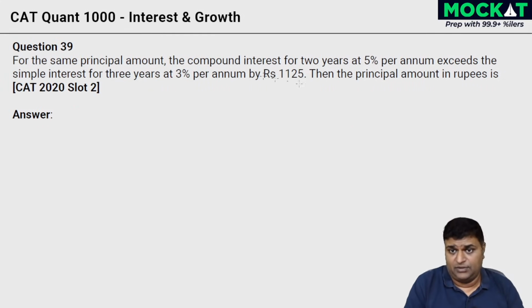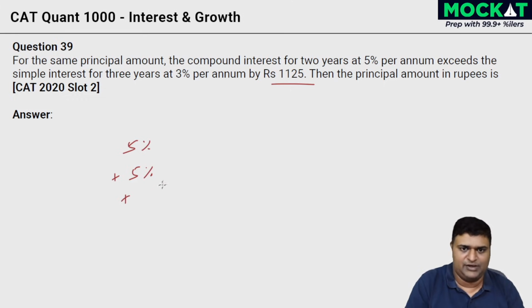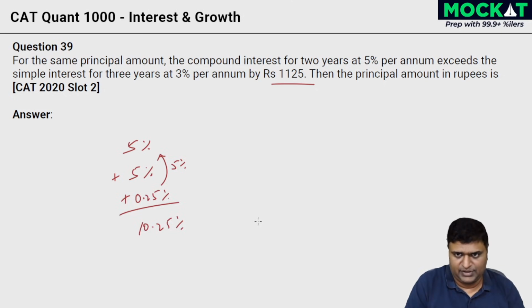For the same principal amount, the compound interest for 2 years at 5% per annum exceeds the simple interest for 3 years at 3% per annum by 1125, right? So if you know the concepts really well, you're going to be very quick, right? Principal amount is what? So all that I would do over here is 5% first year, compound interest. So I'm getting 5% in the second year plus interest on interest. 5% of 5%. 5 into 5 is 25, so 0.25%. So 10.25% is what I make over here under compound interest, right?